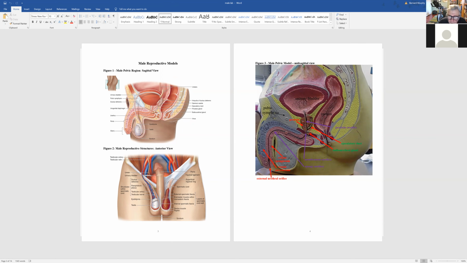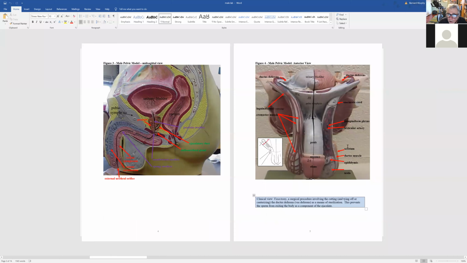Okay, this model here, let me get to the next page. Right here is the newer model, which I call the 3D model. It's a better model, as you can see everything. Because remember, on this model over here, you can't really see a testis or a spermatic cord or anything because it's in cross section.